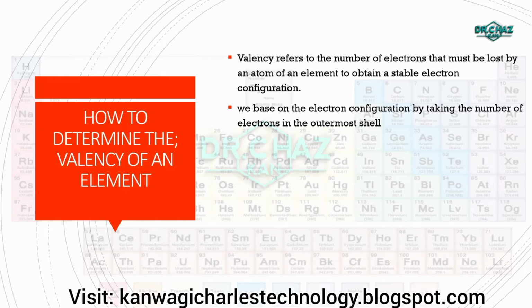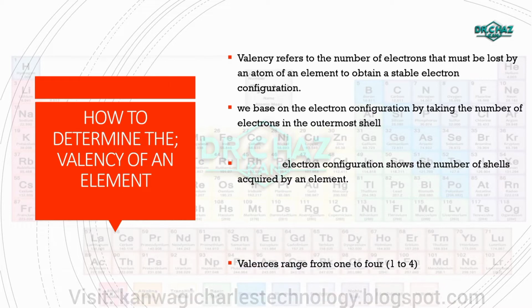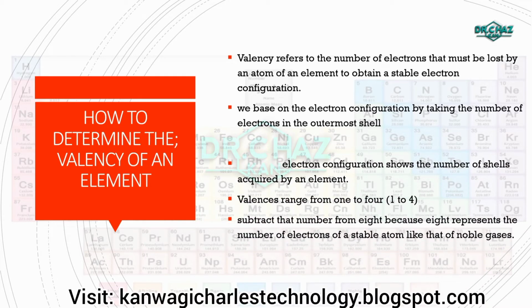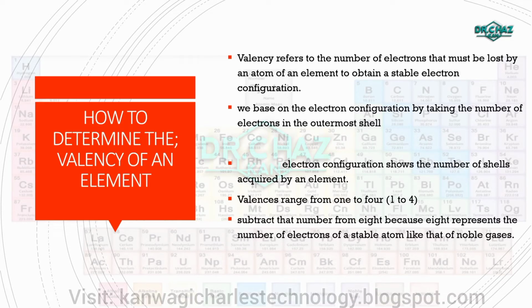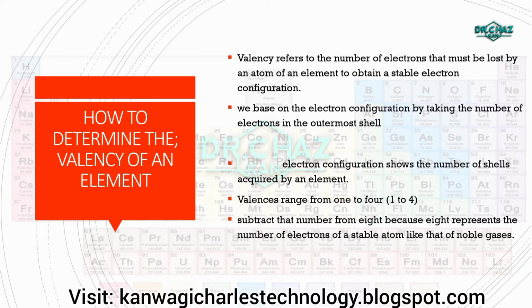And well, valences range from 1 to 4. Though you can find elements with more than a valence of 4, like chromium 6 and so many others, but basically valences range from 1 to 4. And when you find out that there are more than 4 electrons in the outermost shell, we always subtract that number from 8, because 8 represents the number of electrons of a stable atom like that of noble gases.